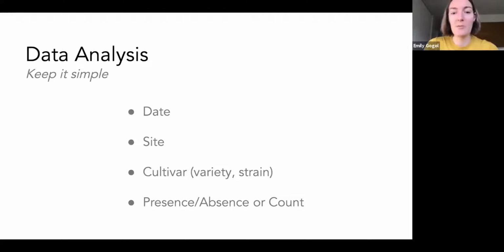And simple presence or absence count: are thrips present? Are thrips not present? You don't have to get an accurate count of everything, but knowing that they're spread throughout your field is better than not knowing and helps you set the level of treatment. So data analysis, simple. Date, site, where you saw it, the type of cultivar. And then is it simply presence or absence, or do you really want to do a count? Usually presence or absence is fine.